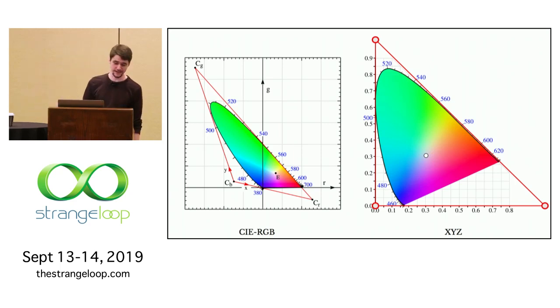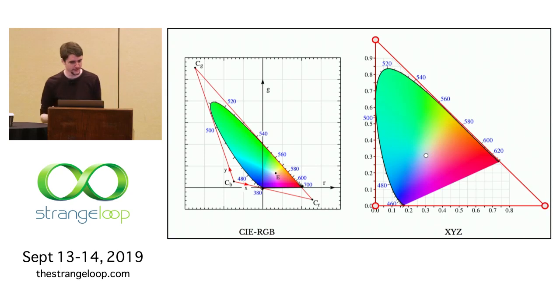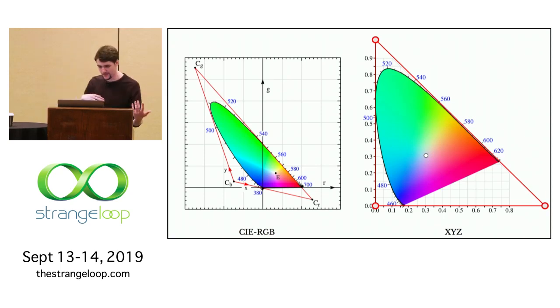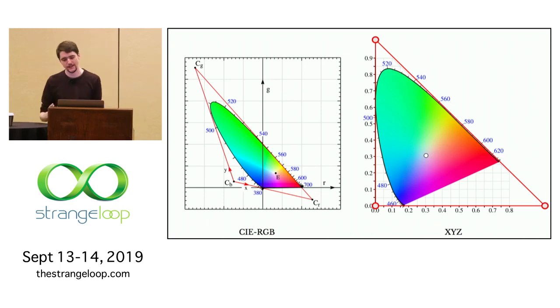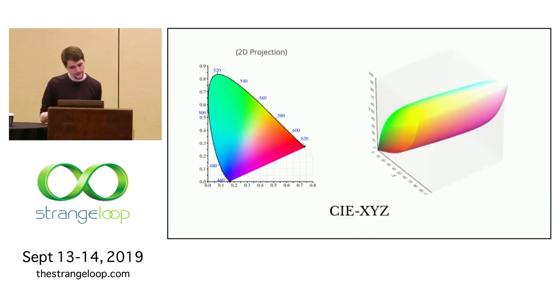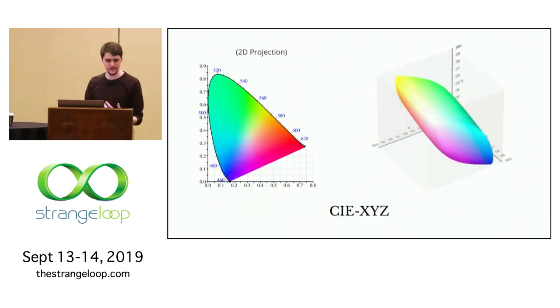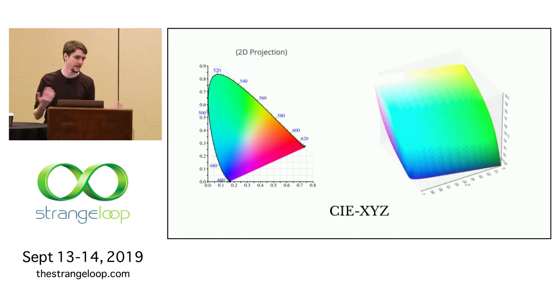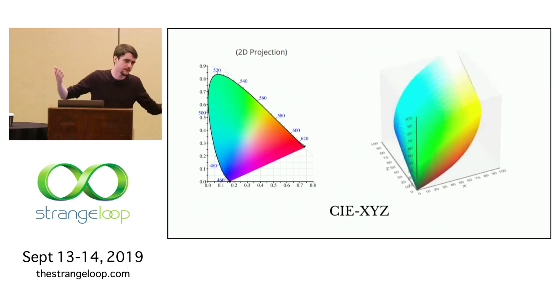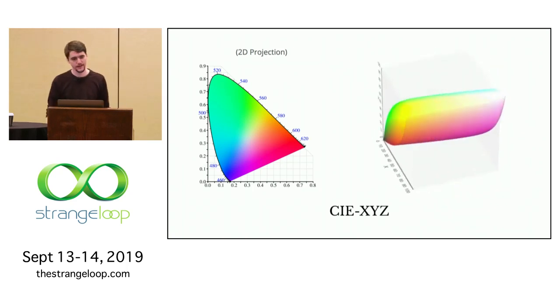And XYZ is great. It's mathematically beautiful. Everything's positive. It's all less than 1. They put white at 1/3. One thing they did as well, here's a 3D sort of representation: they aligned the y-axis with brightness. So if you want to know how bright a color is, you just have to look at the second value. Super easy.